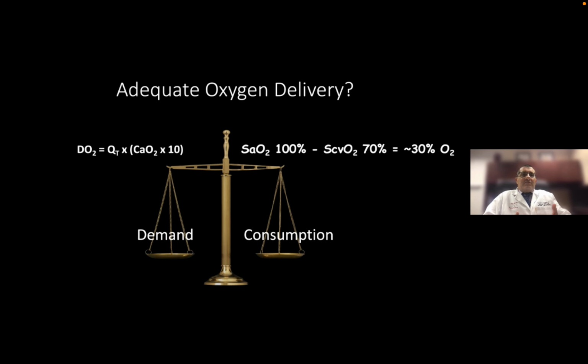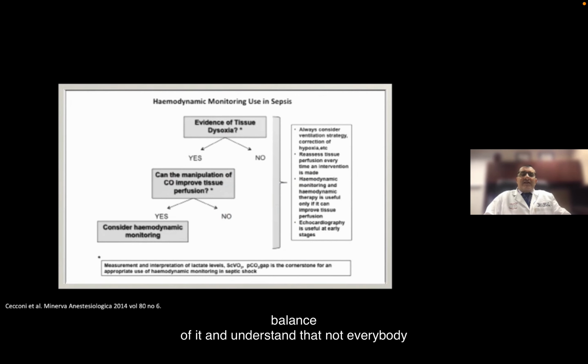In the United States, we tend to focus on numbers, like cardiac output has to be 5 liters and 2.5 cardiac index. But to be honest with you, we really need to look at the balance of it and understand that not everybody needs hemodynamic monitoring. This is one of my friends, Ciccone, who put a paper out, and he basically said, who needs hemodynamic monitoring and who doesn't?